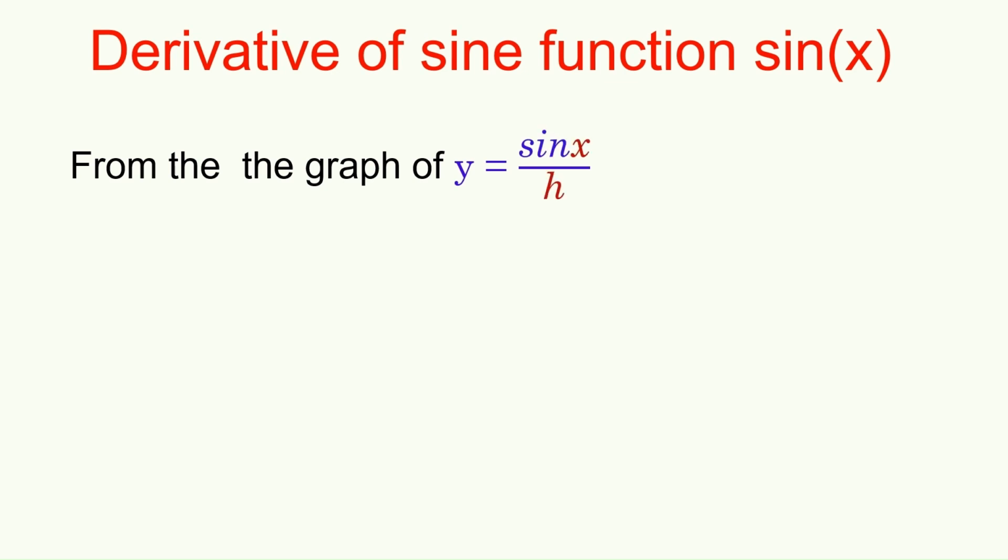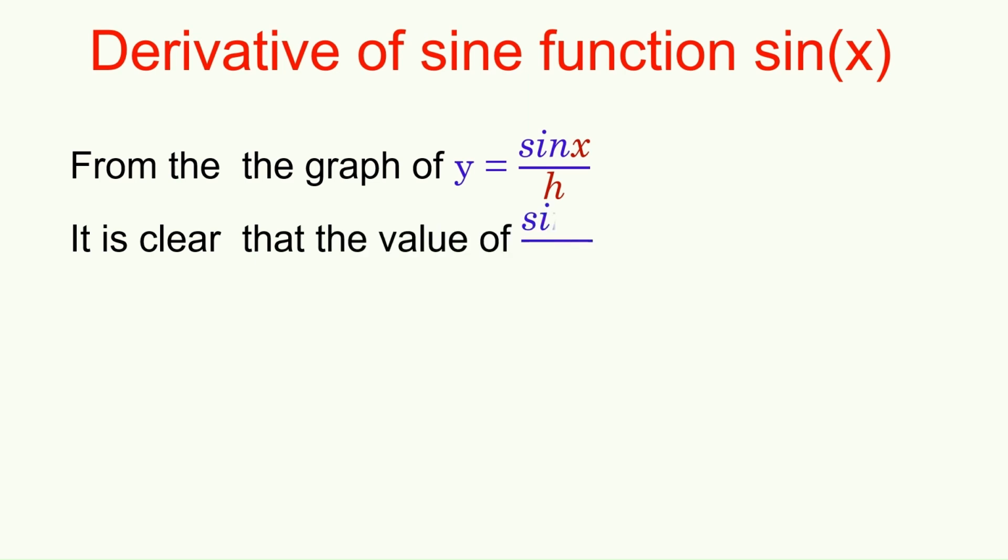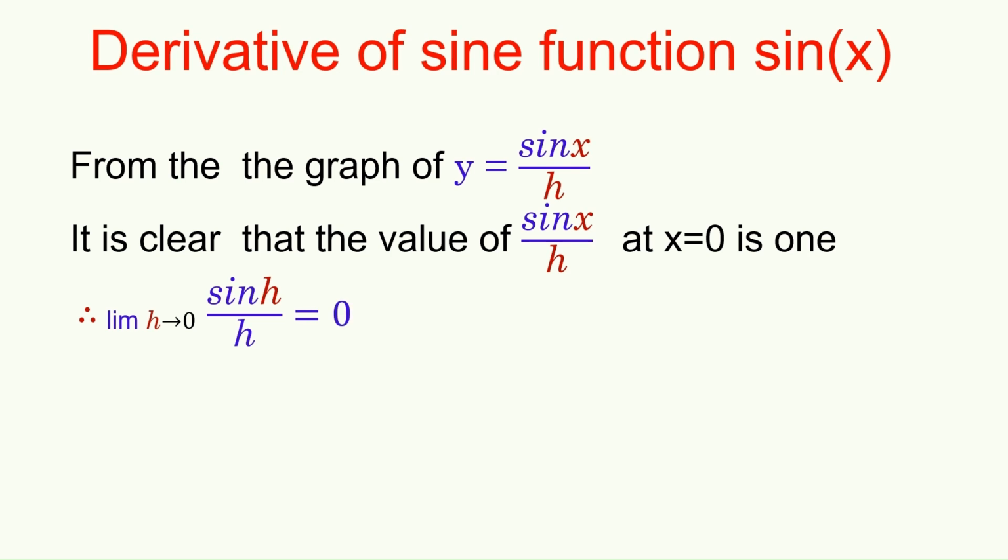From the graph of y equals sine of x divided by x, it is clear that the value of sine of h divided by h at x equals 0 is 1. Therefore, the limit as h tends to 0 of sine of h divided by h equals 1.